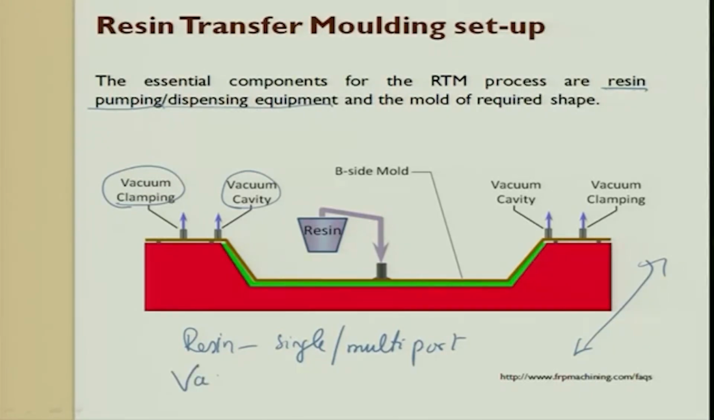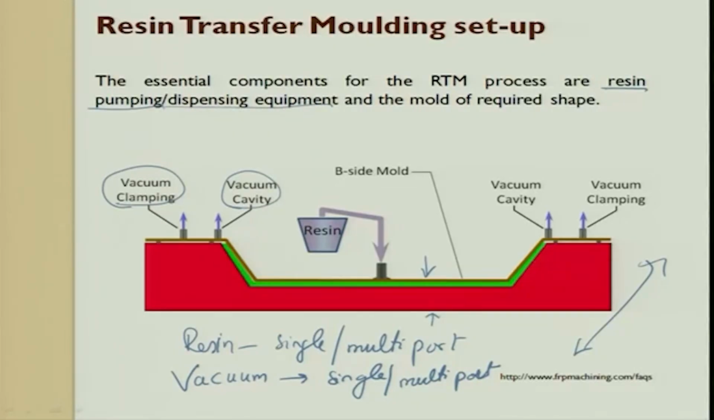Vacuum can also be single or multiple. So, you will have two things, single and multiple ports. If you have multiple injection ports, the injection port can be from the top direction, and it can also be from the bottom direction depending upon the requirement.